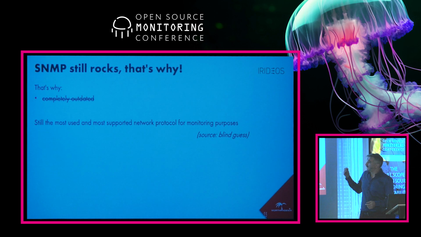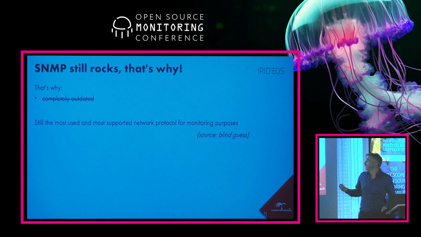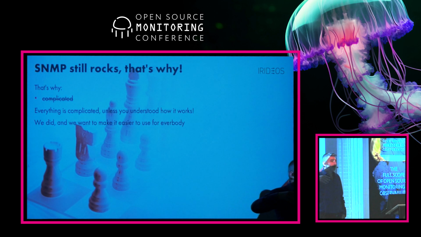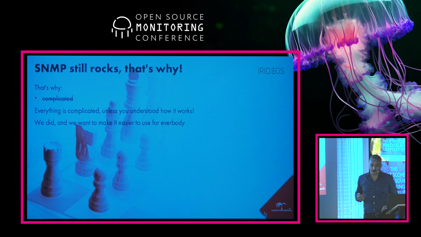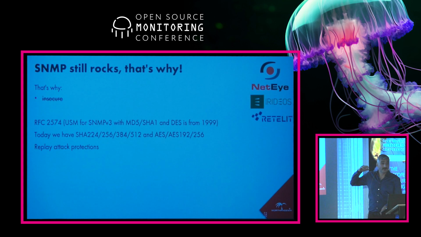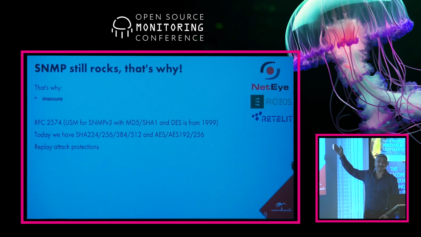And as of today, most devices still support it, and this is the protocol with which you can reach most of them. Of course, there are fancier protocols on new devices, but they have their very own problems. And SNMP isn't complicated if you understand how it works, and we want to make this easier for you. I have to speed up a little bit, I'm sorry. It isn't slow, it really isn't slow, and it's also not insecure. You can use SNMP version 3 with encryption and hashing since 1999.